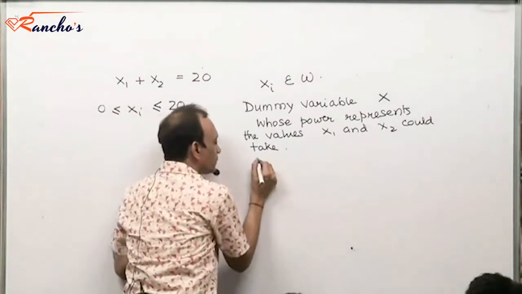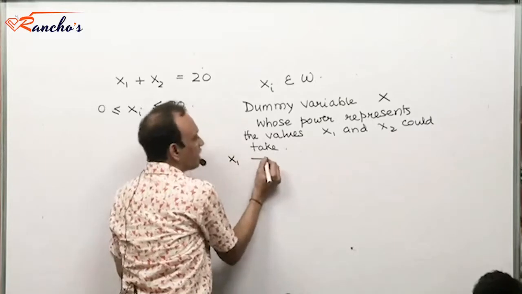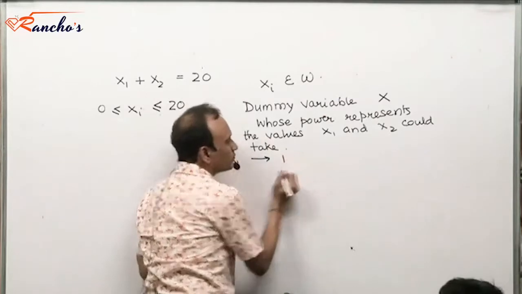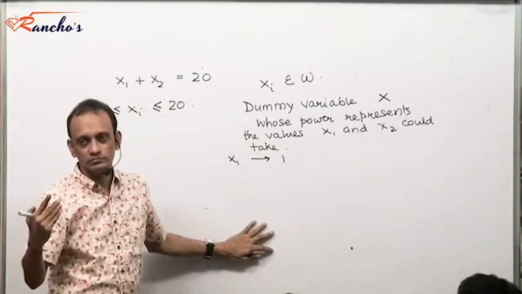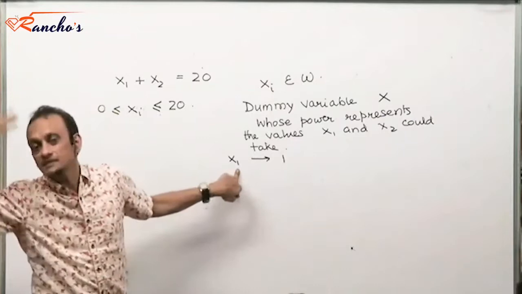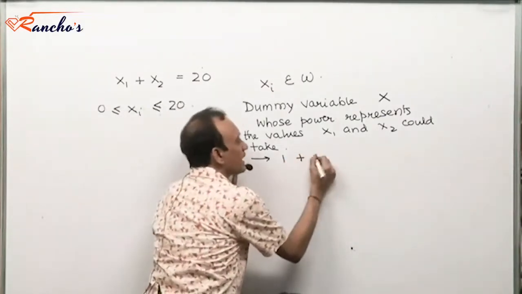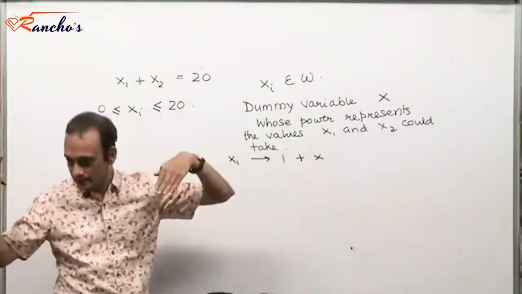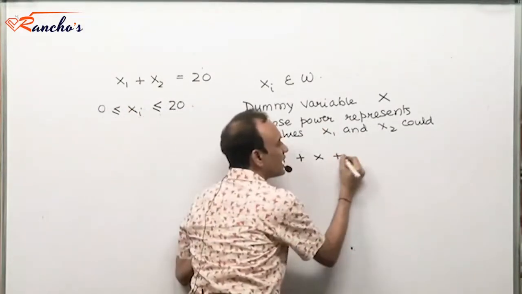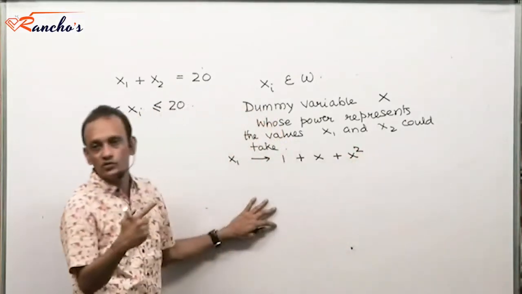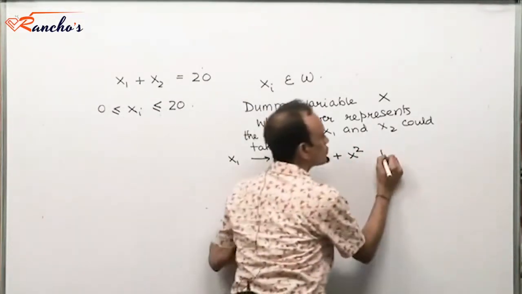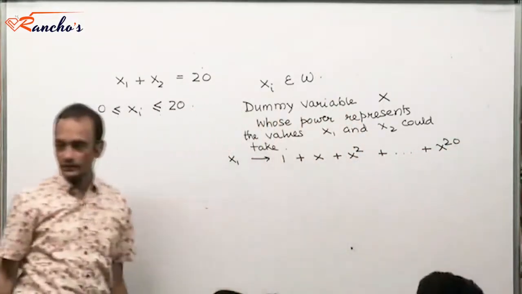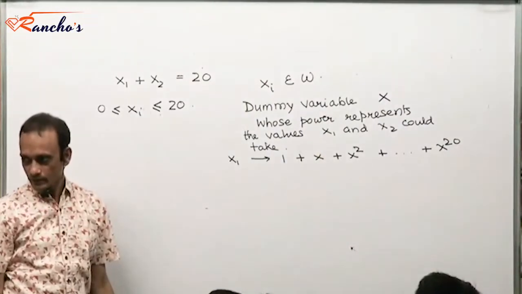So, say for x1, I define an expression 1, which is like x to the power 0, which means x1 is 0, plus x. The power is 1, that means x1 is 1 here. Please try and understand this. x squared, that means x1 is 2. x to the power 20, that means x1 is 20. Yes or no?